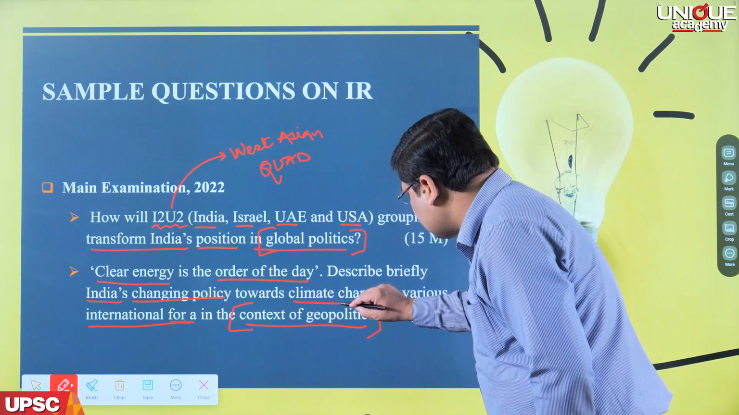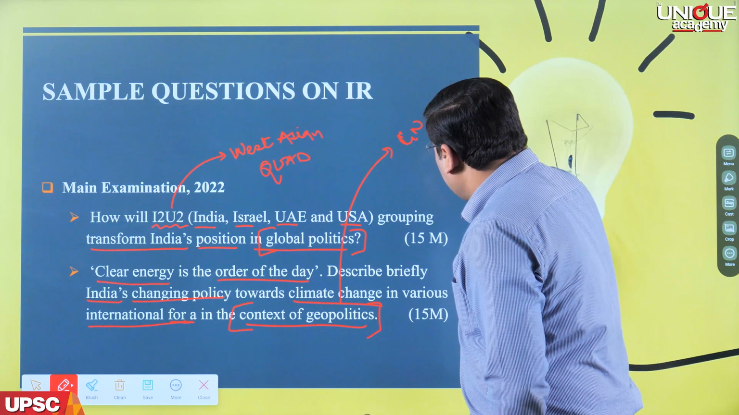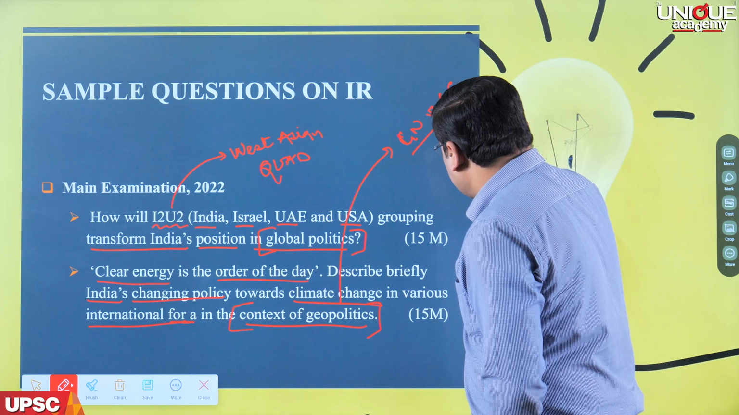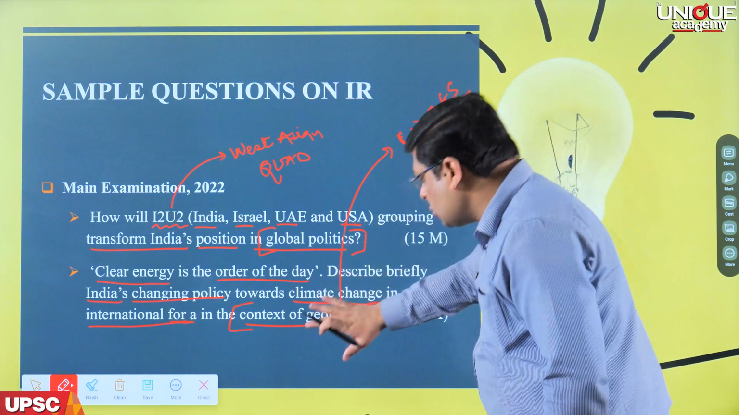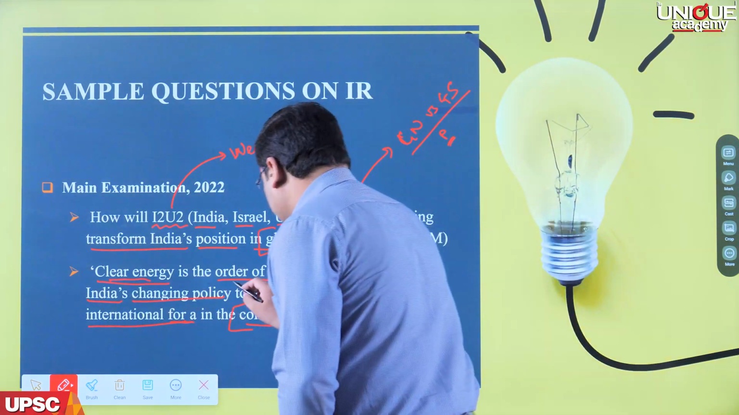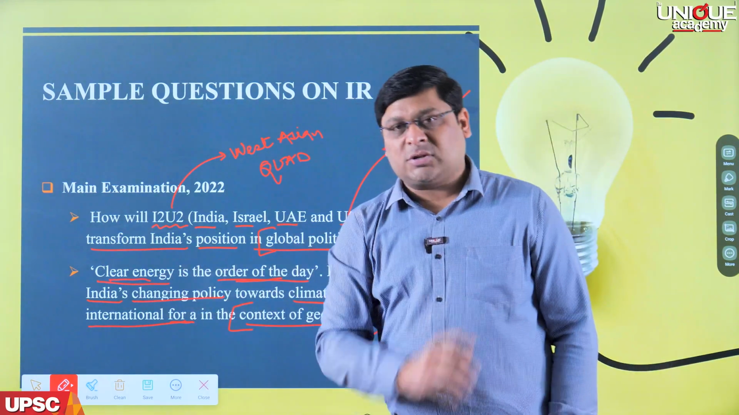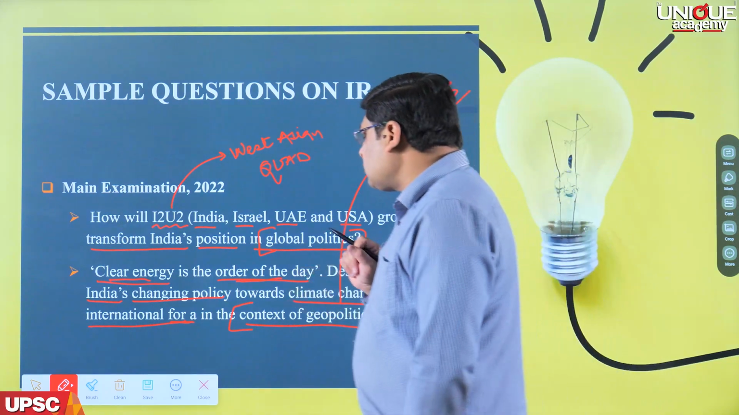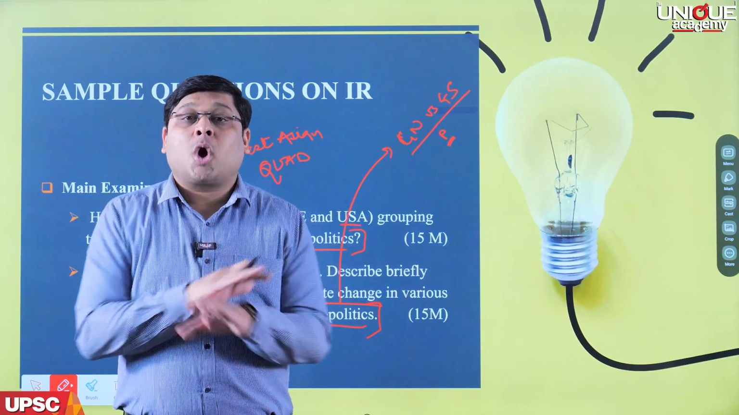While discussing the syllabus, I mentioned the conflict between global north and global south, and when I'm saying conflict here, it is political conflict, right? So the politics between global north and global south, in that context, you are supposed to talk about clean energy being the order of the day. And in that sense, what has been India's changing policy, right? I would give you one example just to get some idea about it, right? India's policy has transformed, not changed.